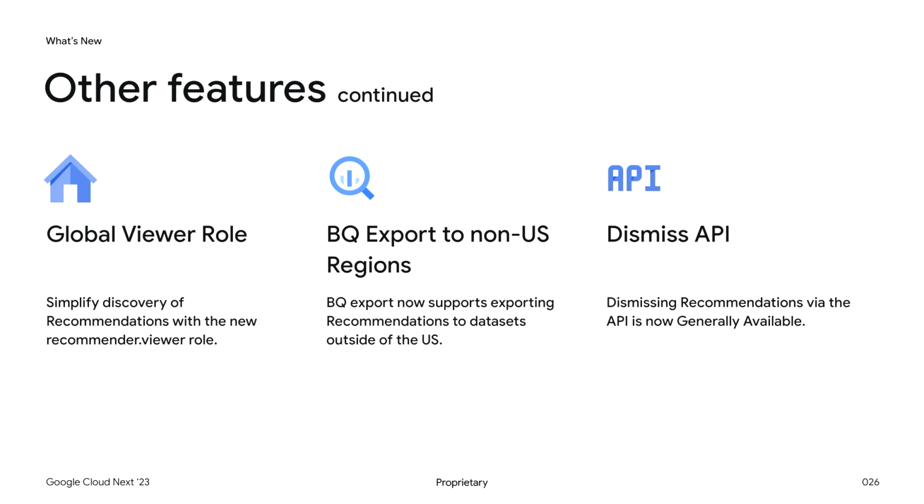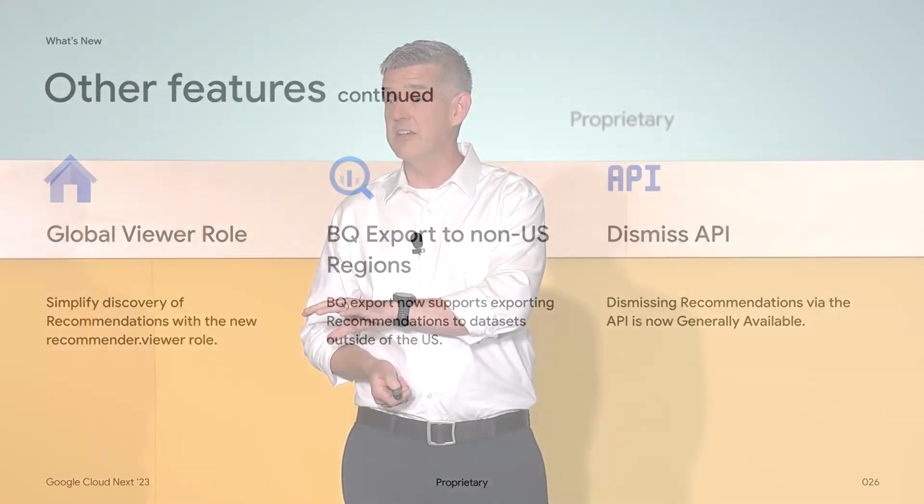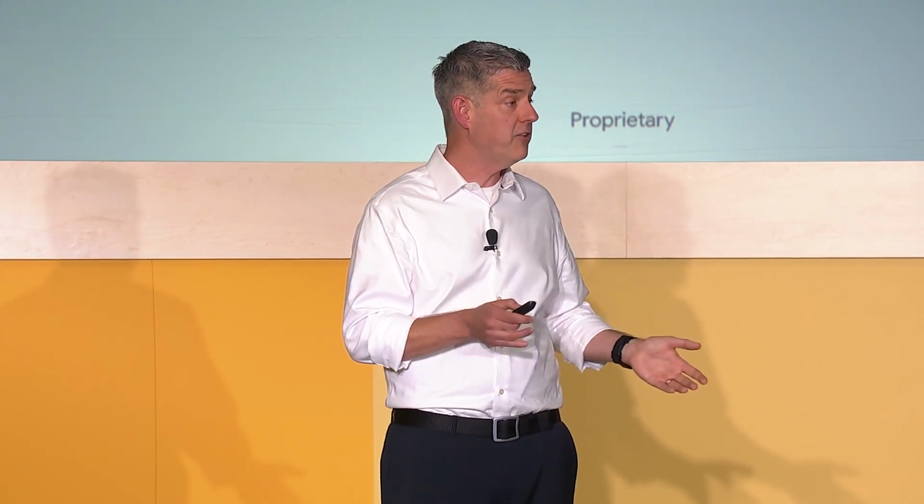So we've also launched a global viewer role. If this is appropriate for your organization's policies, you can use this to get viewer permissions, not permission to apply the recommendations, but just to view for all existing recommendations, and we will backfill permissions into this role when we launch new recommenders. So hopefully this will help a lot with folks who've struggled with discovering new recommendations as they come along.